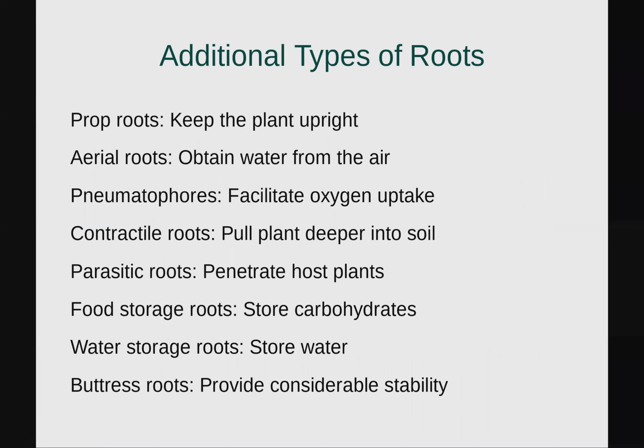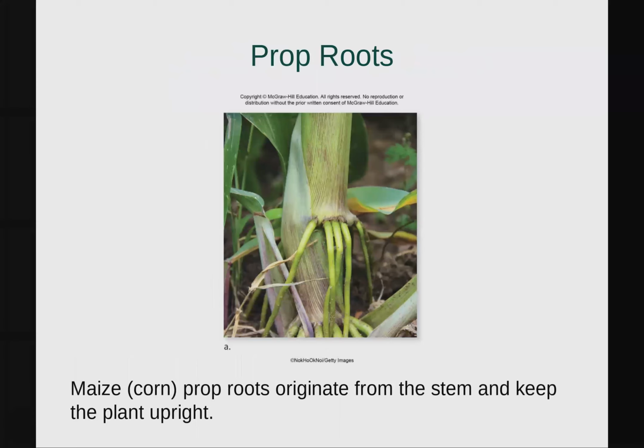So let's dive into some of these. These are some of the ones we're going to talk about. Not all of them, but we're going to talk about some of them overall. The first is what we call the prop root system, and we see this in corn. You can see this is the main stem of corn, and the prop roots actually come out above ground of the corn plant and essentially embed themselves in the ground, acting as a support, helping to keep these plants upright.